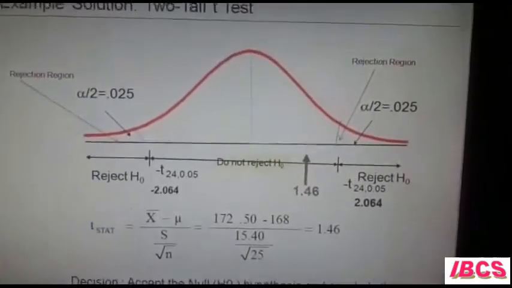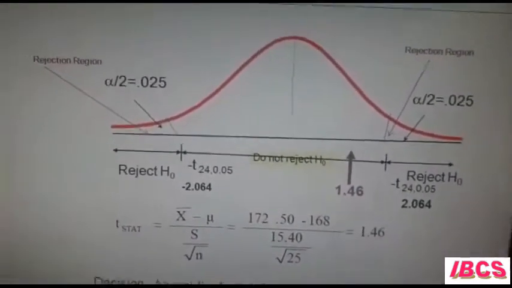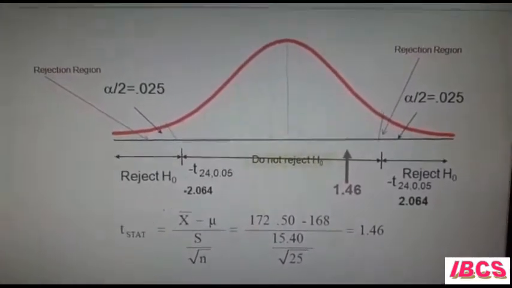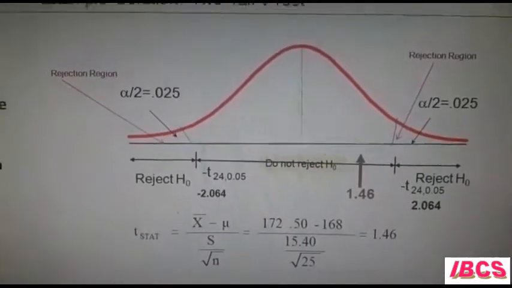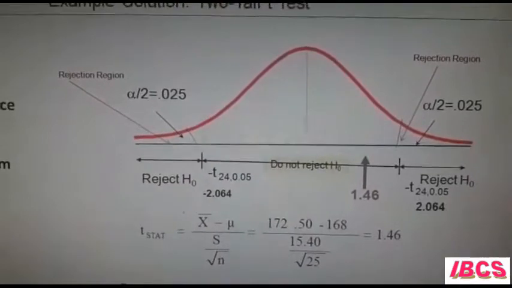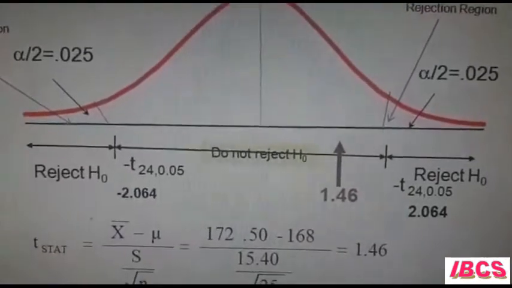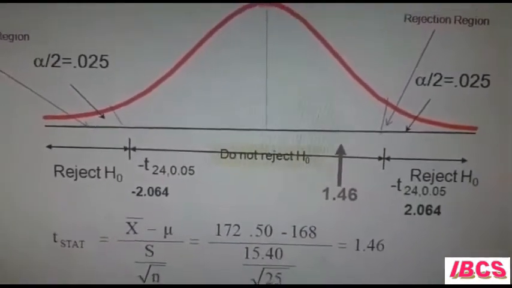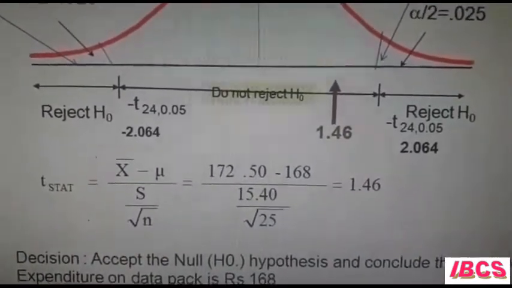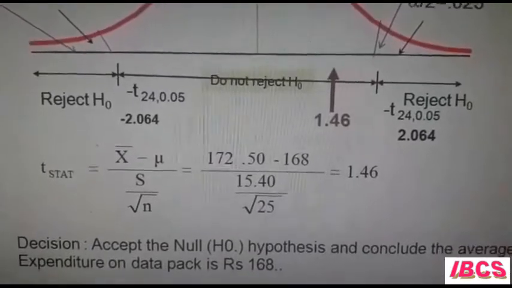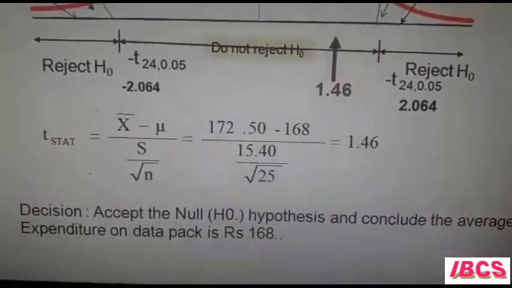So here what you have to do is go to the T table. In the T table you have to find out, for 24 degrees of freedom, that is 25 minus 1, at alpha 0.05 for two tail, what is the value of T. From the T table the value will be 2.064. So we get the calculated value of T as 1.46. The calculated T value is less than the critical value of T, so we accept the null hypothesis and conclude the average expenditure on data pack is rupees 168.